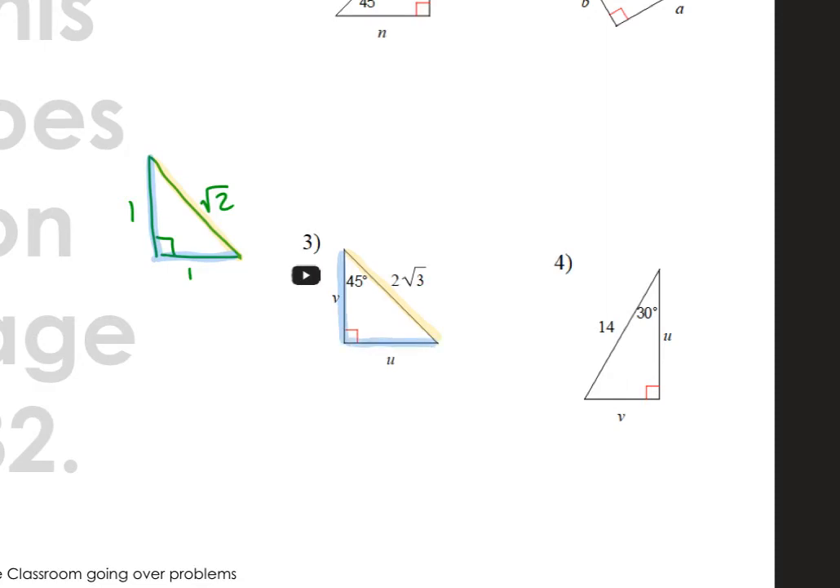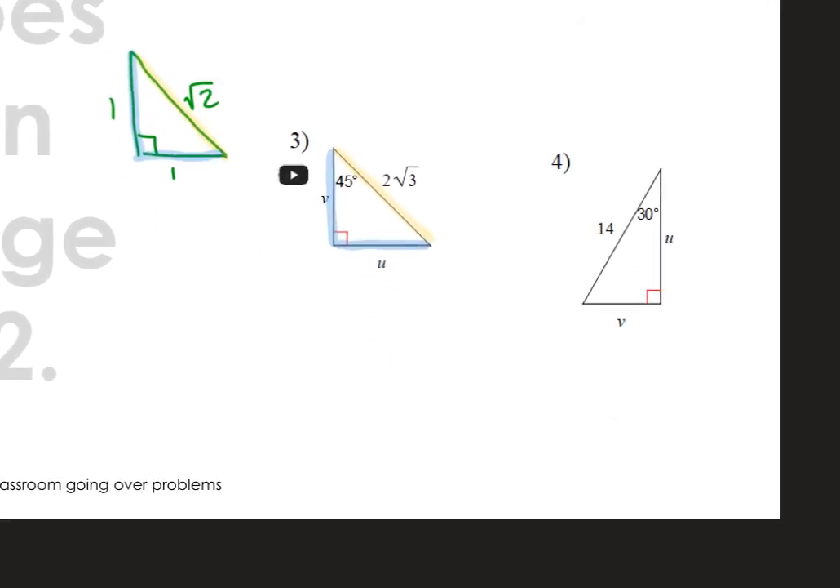And now we're going to solve for the missing sides. First, it doesn't matter which one you start with, because remember in a 45-45-90 triangle, the legs are congruent. So v over 1 equals 2 root 3 over square root of 2. So I did leg over leg equals hypotenuse over hypotenuse.